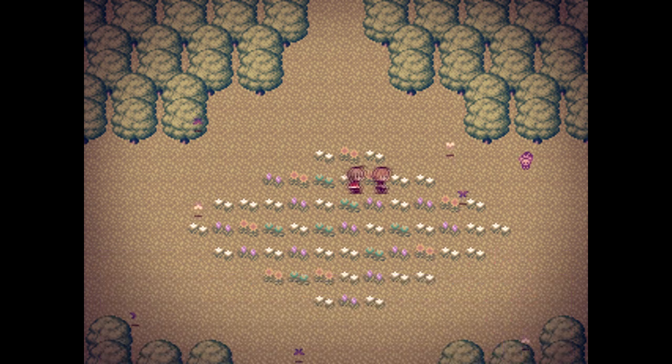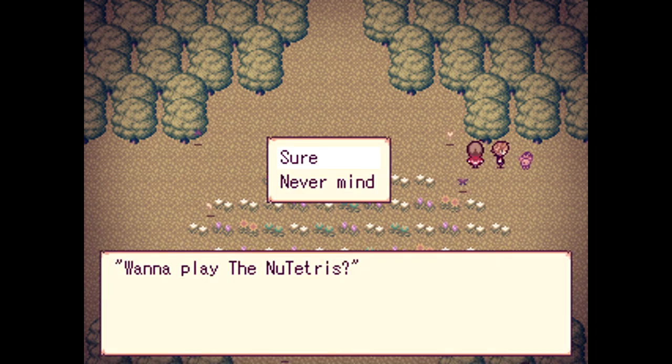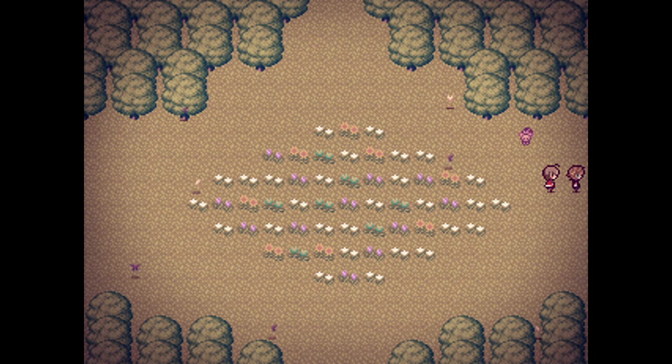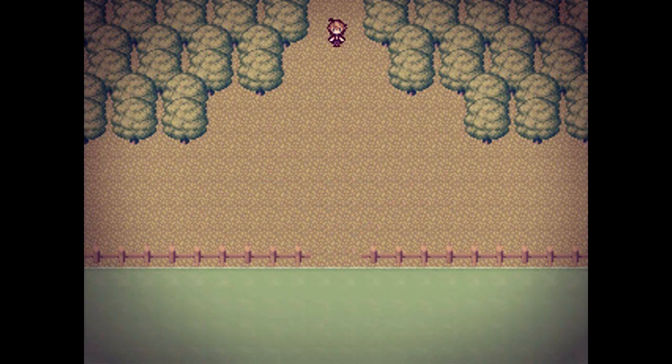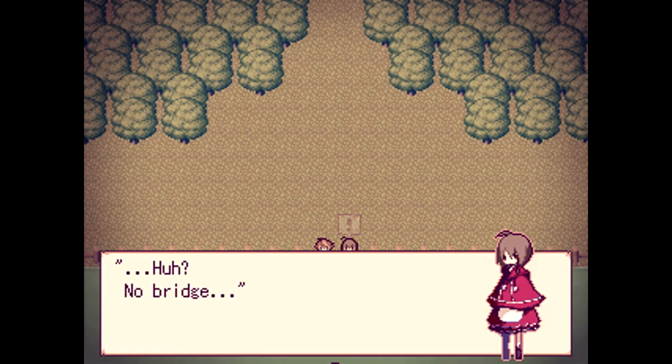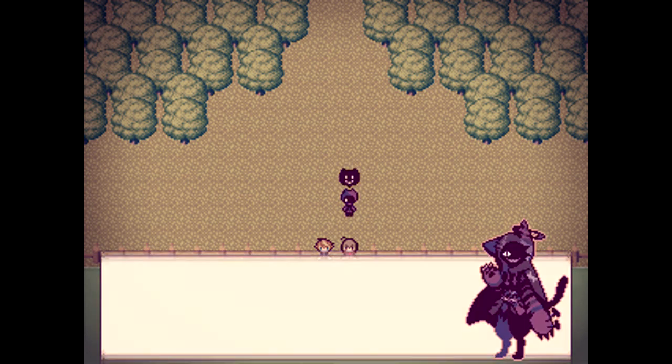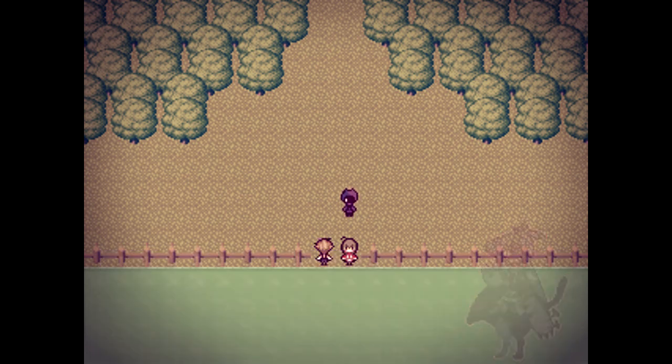It's straight ahead from here. Okay. I guess we just have to go straight to Grandma's house. Huh, no bridge. What now? We can't get to Grandma's. Oh, my head's spinning.